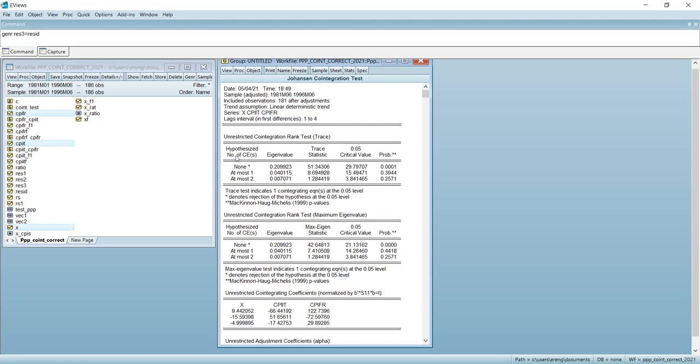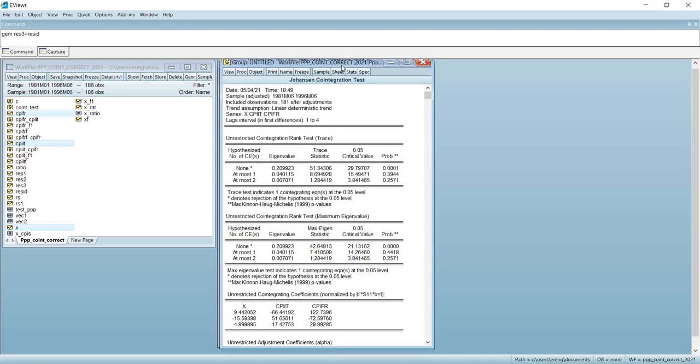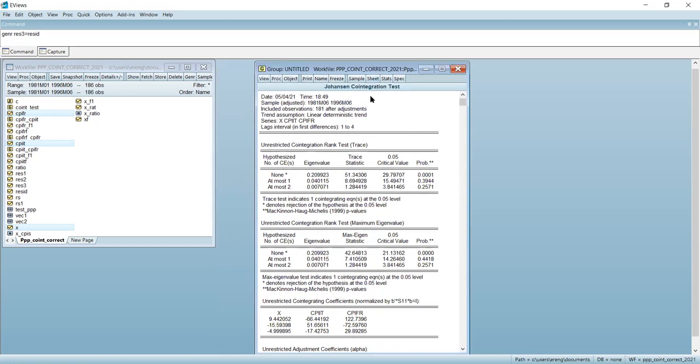Got it? So once you have proven this, guys, this implies that you are able to use the vector error correction model, okay? So Johansen simply tells you that indeed the vector error correction model that you're going to be working with is correct. And that's what we're going to do.